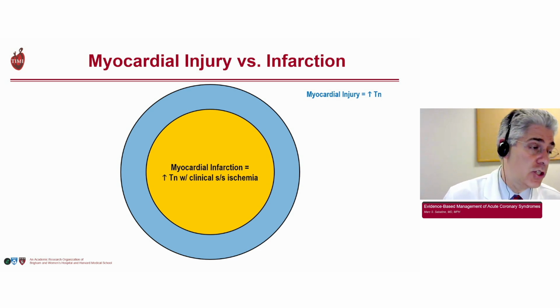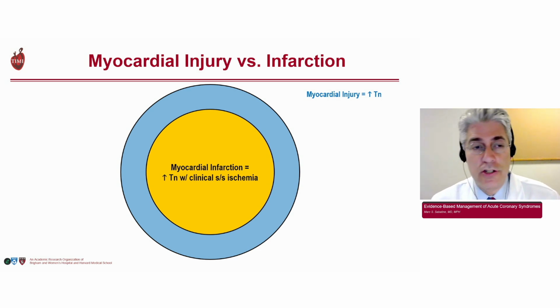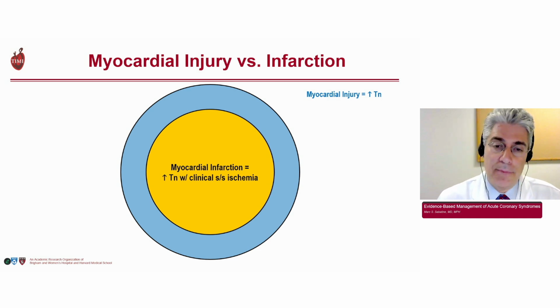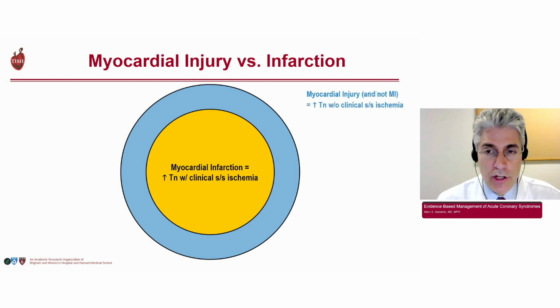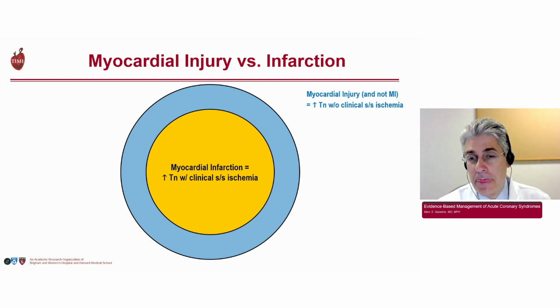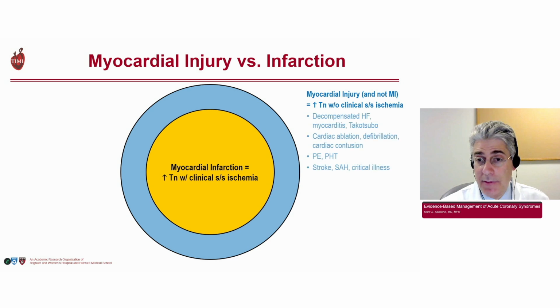And that could be chest pain. It could be ECG changes, typically. It could be angiographic evidence. So not all elevated troponins are MIs. They're just myocardial injury. And so in the cardiology lingo, sometimes we'll say, oh, this person hasn't had an MI, they've had myocardial injury. Really what we mean is that they have an elevated troponin without clinical signs or symptoms of ischemia. And there's a differential for that.